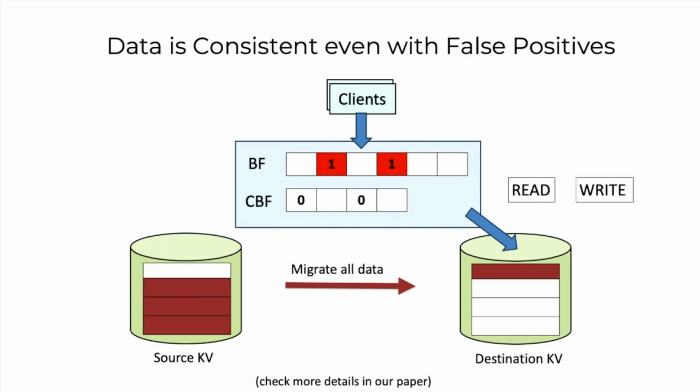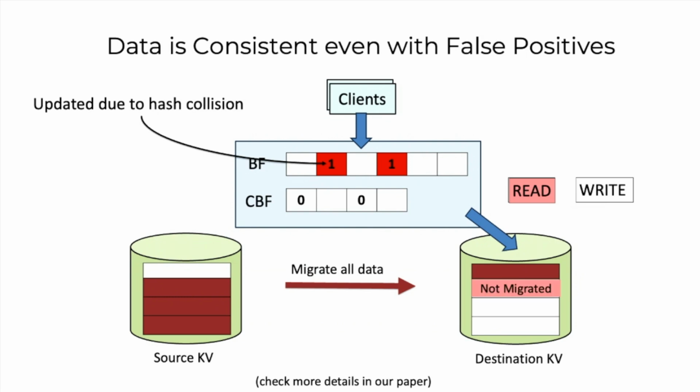However, the BF, CBF, these probabilistic data structures can have false positives. For example, these BF entries are updated due to the hash collision, which means this group is actually not migrated. But the switch decides to route the read request to the destination, and it can access not yet migrated data, maybe still in the source.